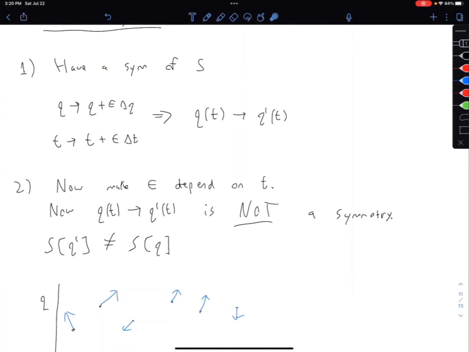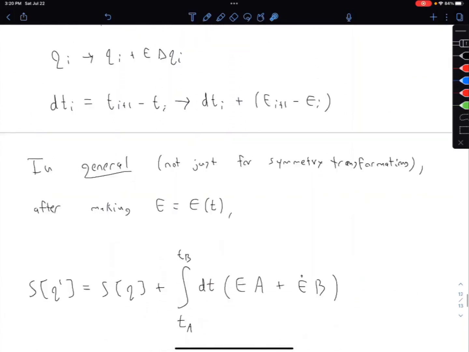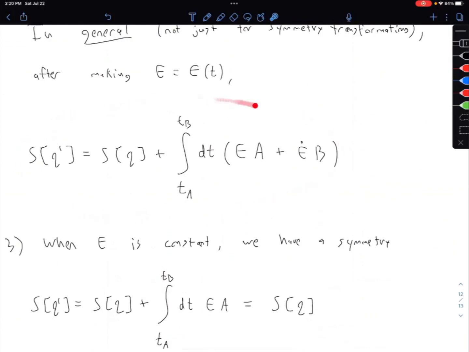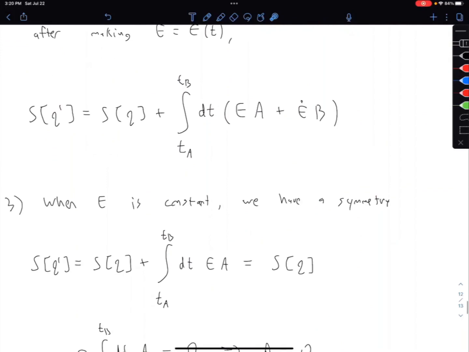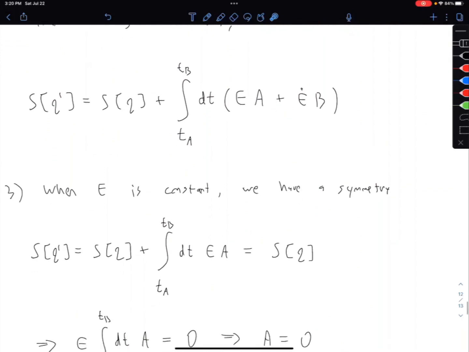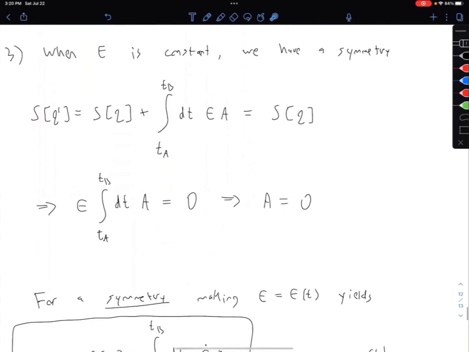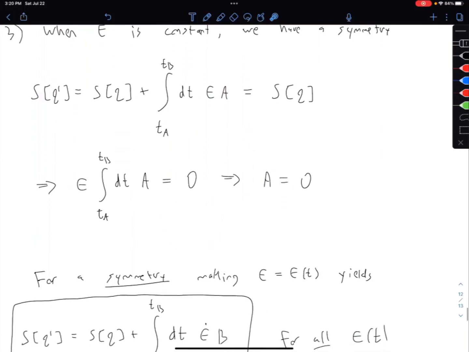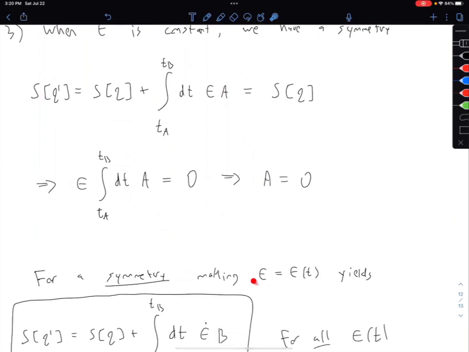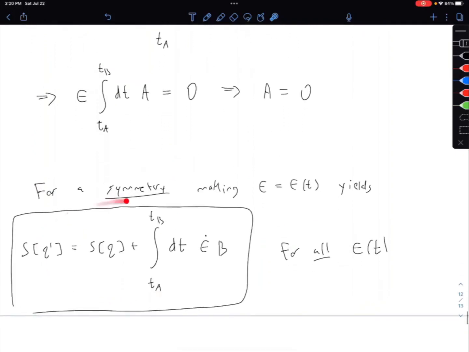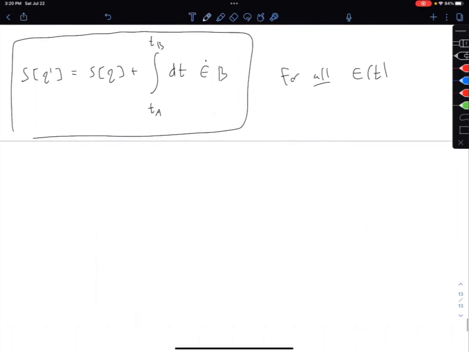Just forget anything that I said, right? If I just do this, have epsilon depend on time, and I expand the action, I will obtain this, right? And then I furthermore say that when epsilon is constant, it must be a symmetry. And that implies that A itself is 0. So that means that for a symmetry, if I break a symmetry by making epsilon depend on time, I will always obtain this for any epsilon function, not just linear or quadratic.